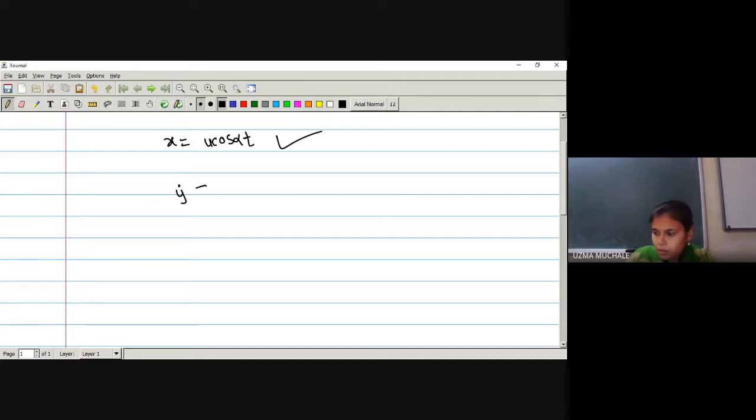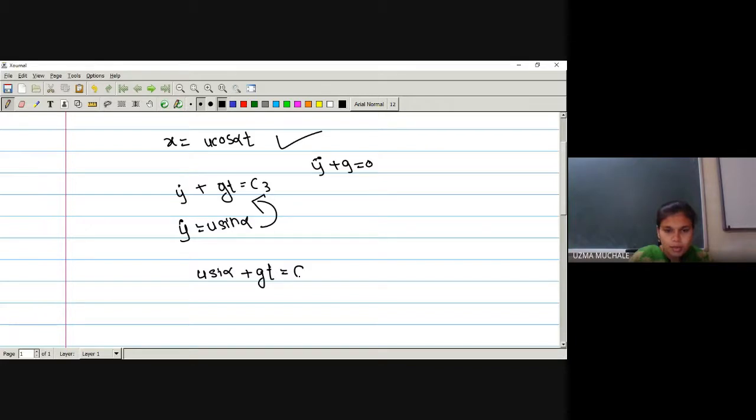That is y dot plus gt is equal to C3. Initially it was y double dot plus g is equal to 0, so this equation we have obtained. What is the value of y dot we have found? The component of velocity along the y direction, the value u sin alpha. So let us put it in this equation. After putting it in, we've got u sin alpha plus g into t is equal to C3. So this value we have found.